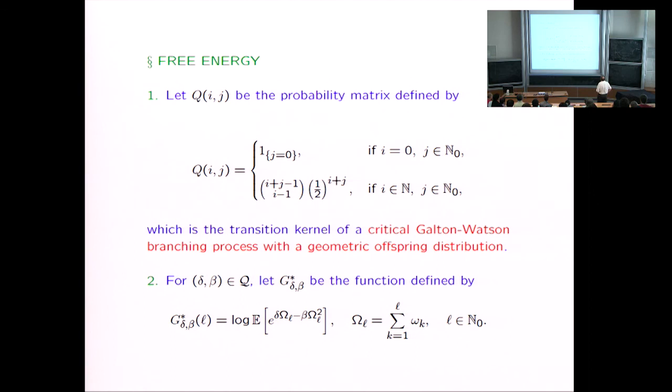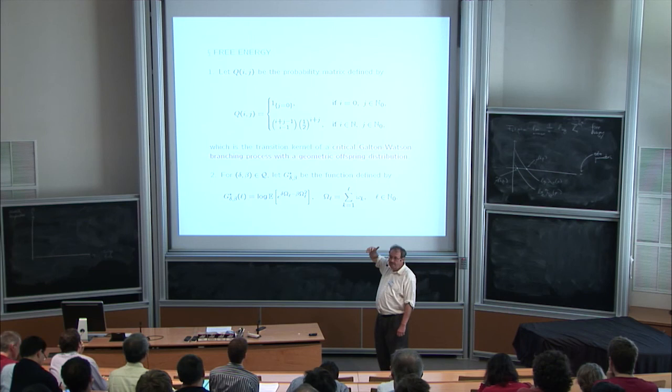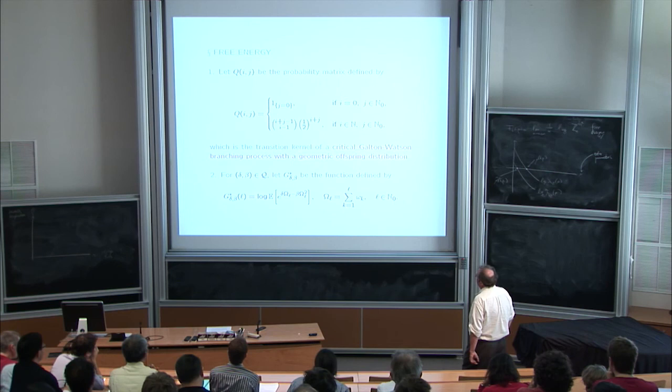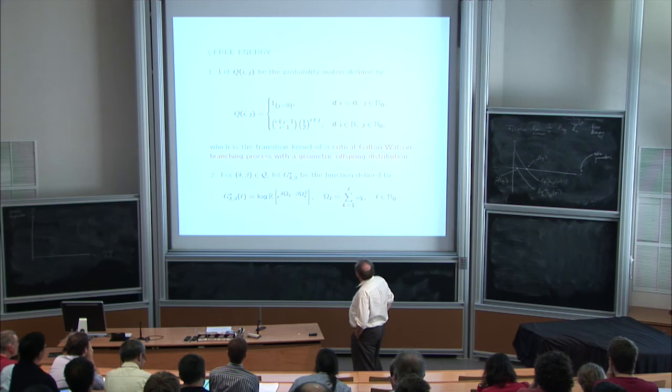And this is a certain matrix. It's over there. And actually, what this matrix is, is the transition kernel of a critical Galton-Watson branching process with a geometric offspring distribution. So geometric with parameter half, because it's critical, and this is an object that pops out of our analysis, and it has a particular form. You see that zero is a trap. Once you start in zero, you stay in zero, and that simply means if your process dies out, it will remain died out forever. So this is a classical object, and the reason why it appears here, I will explain to you later.